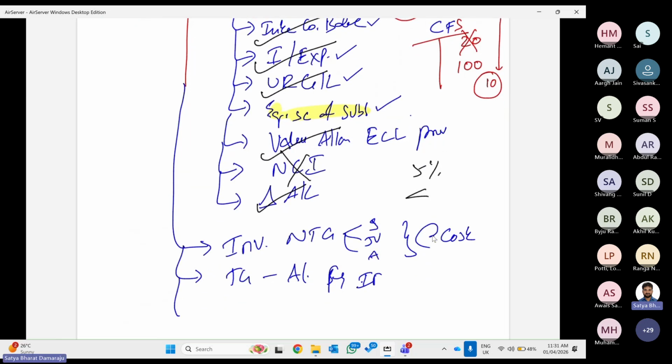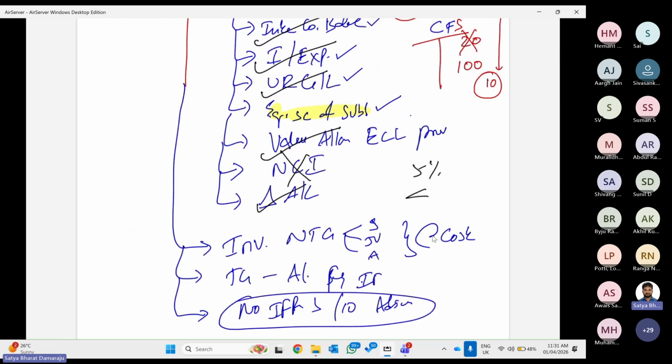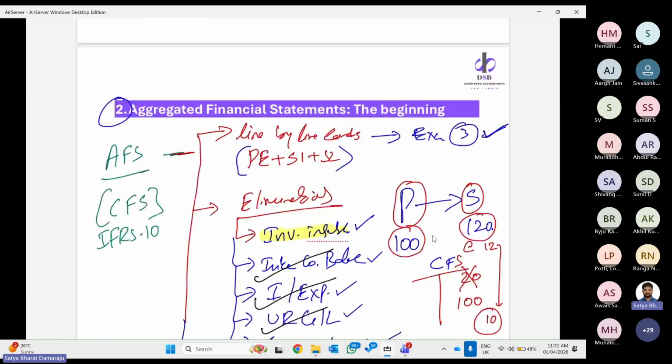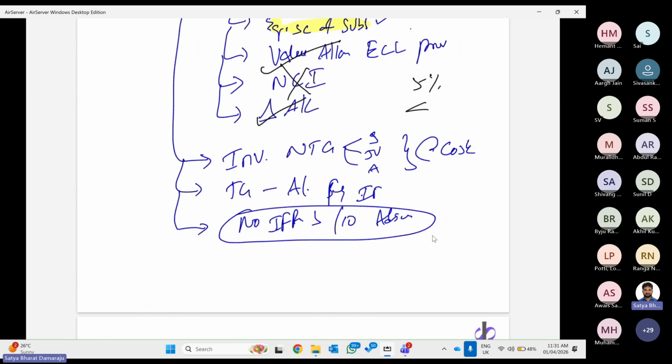Clear. And then they also mentioned no IFRS 3 or 10 adjustments. We will see them one by one, exception by exception. We'll start with the first one. When you are doing the consolidation of the P&L, we will add up everything except one.